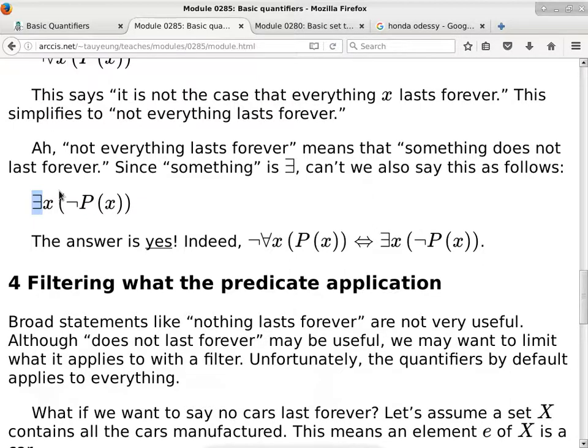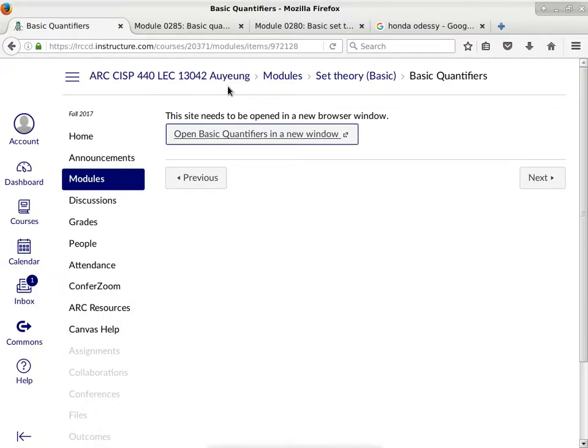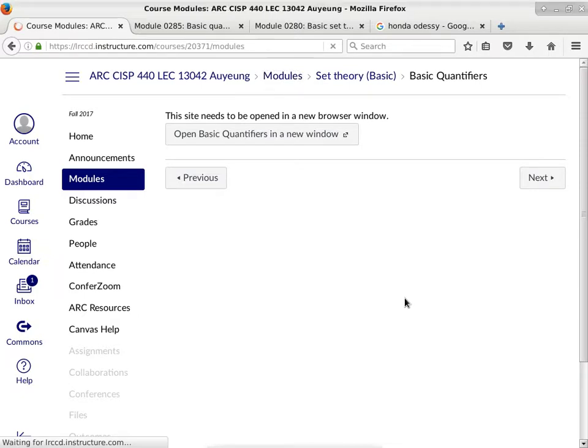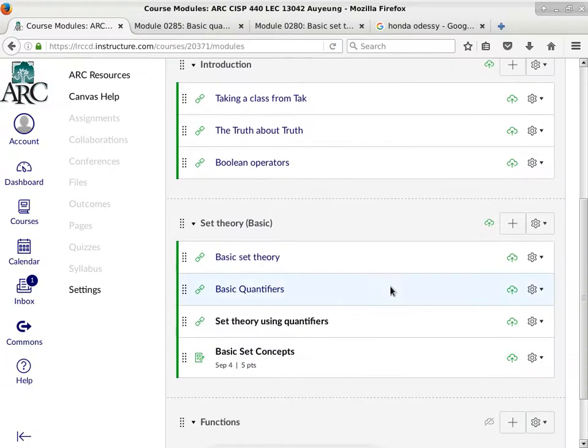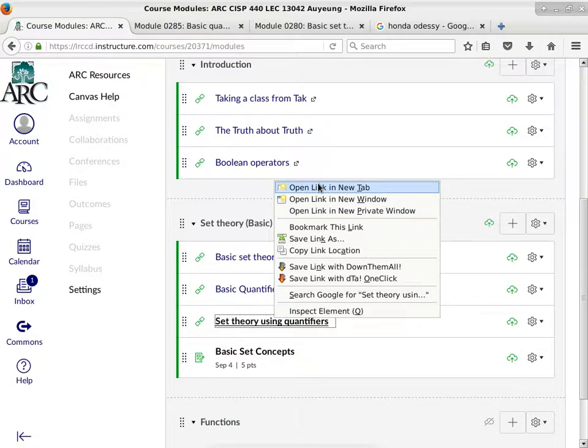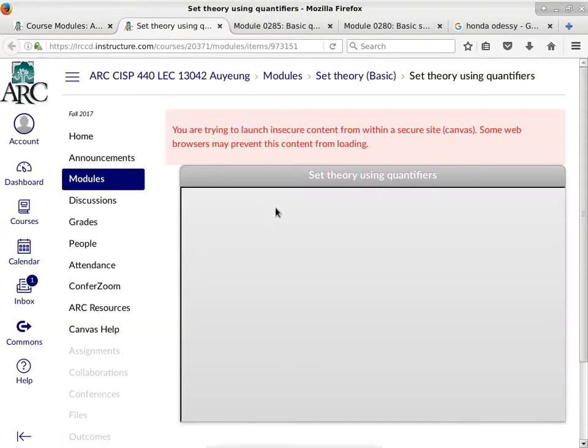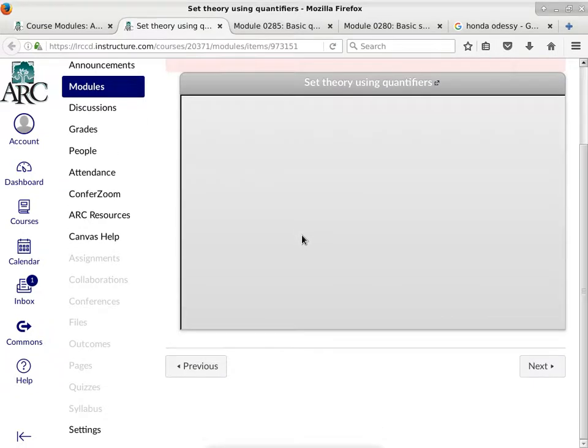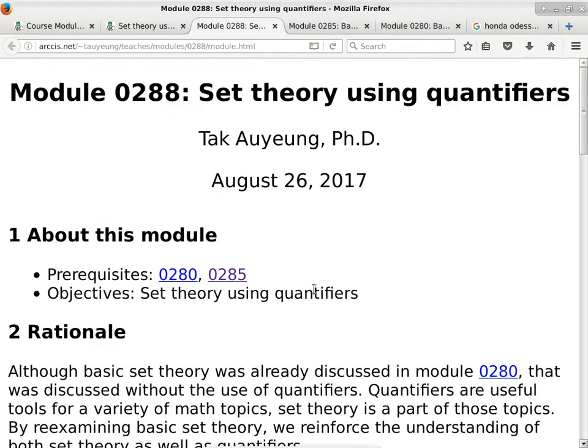So are we okay with this part or not? Are there any additional questions about the for all and there exists? No questions? Okay. So without questions here, we're going to move on. I mean, we're zipping through all the topics. Set theory using quantifiers. So this one is reusing.